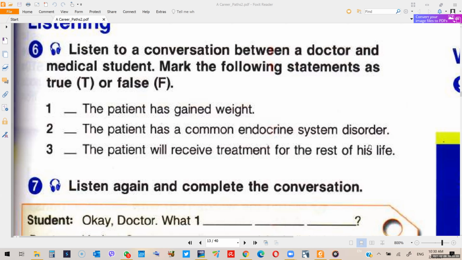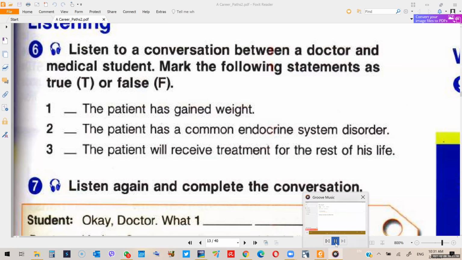Okay, so question number 1. The patient has gained weight. True or false? The patient, yes. Okay, are you sure, Omar? Listen again. You have to listen. Listen again and check. The patient has gained weight. Listen.